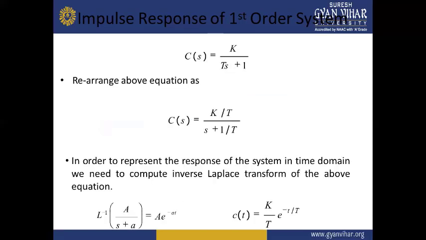Now, if you rearrange this response, we can write that C(s) is equal to K upon T upon S plus 1 by T. Now, in order to represent the response of a system in the time domain, this is the response given in the S domain. And if you would like to write it down in the time domain, then we need to compute the inverse Laplace transform of the above equation.